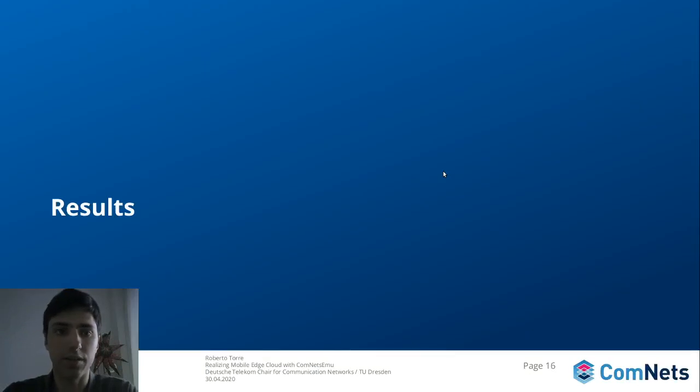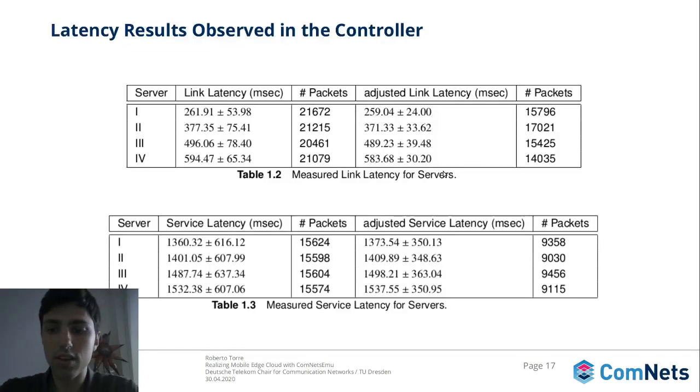Good, let's continue. So what results do we get? We have different latencies: link latency and service latency, because as we were saying, one thing is the latency without the server's workload, and the other thing is the latency with the server workload. And here we can see that it is a huge difference. We can see an average of 261 milliseconds for server 1, while the service latency is more than 1 second.